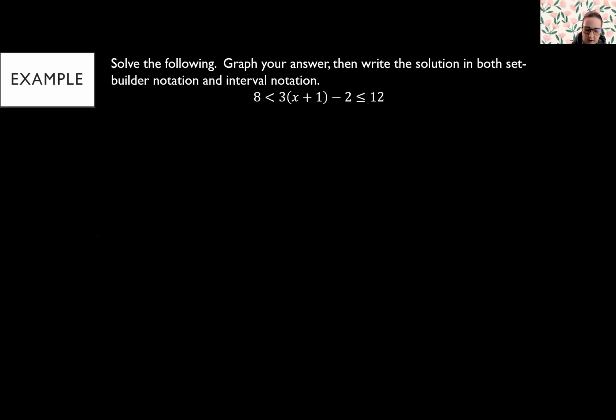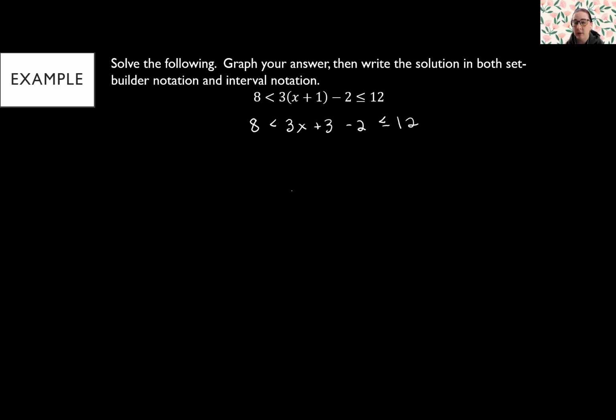And now here's our final example. We have distributing that needs to go on, and then we're going to add, subtract, do all that kind of stuff. So order of operations, when you're solving, you're simplifying, we always distribute before we do our adding and subtracting. So I need to multiply that 3 through the parentheses in the middle, and it's only going through the parentheses. So this is going to be 8 less than 3x, then 3 times 1 is 3. And then I have my -2 and less than or equal to 12.